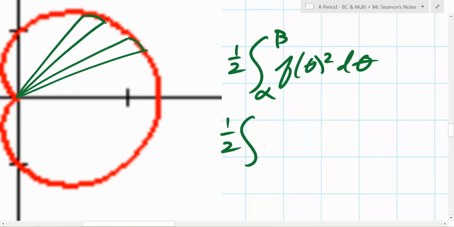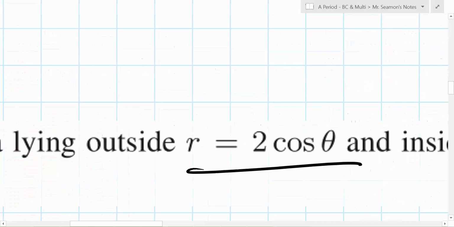What is it? Oh, come on. No one else is looking at the problem? I have to scroll up.